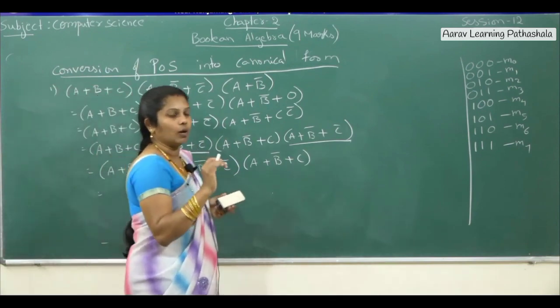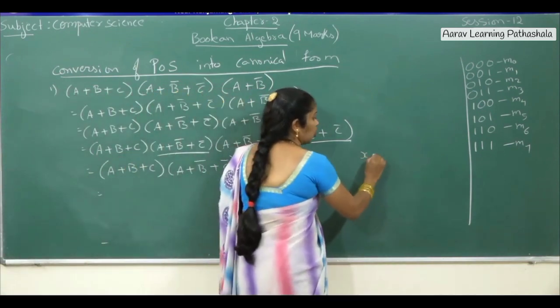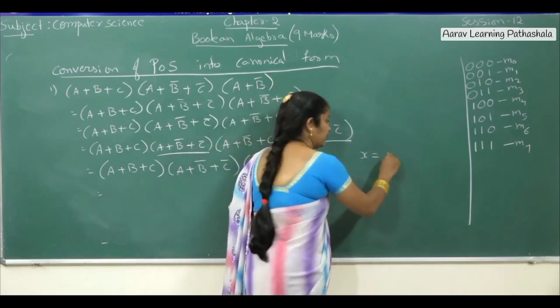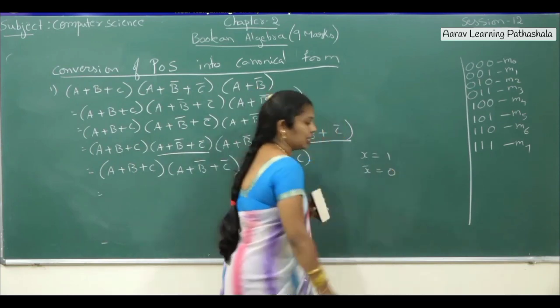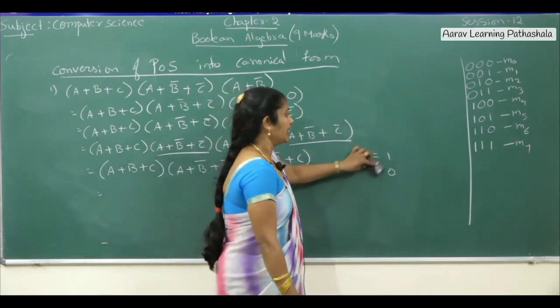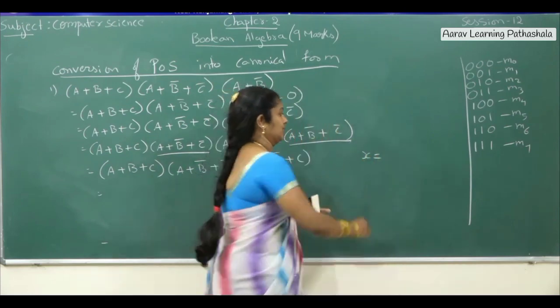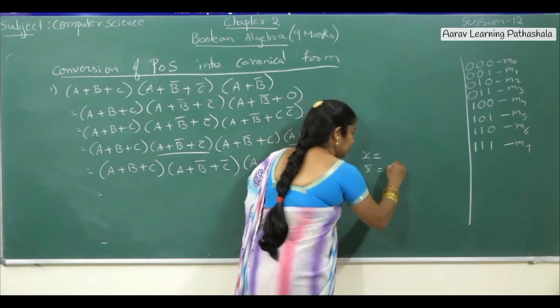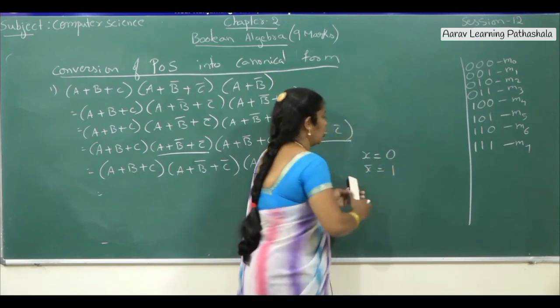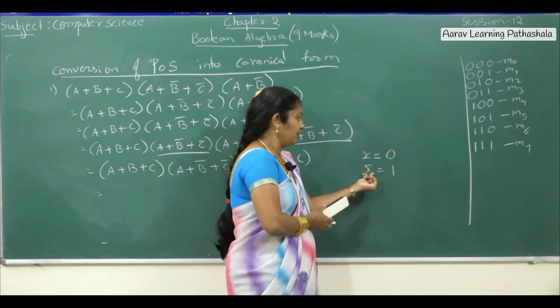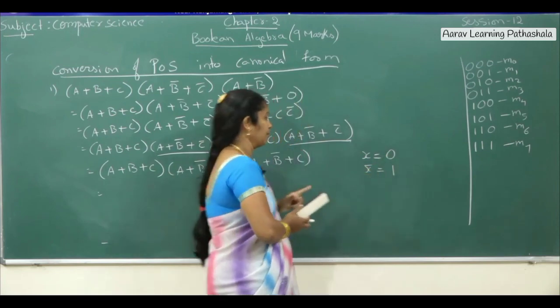Whereas in min term, what we have done: if the variable does not have a complement, then I write 1. If the variable is complemented, then I write 0 in min term. Whereas in max term it is the reverse format. If the variable is not complemented, then we write 0. If it is complemented, then we have to write 1.